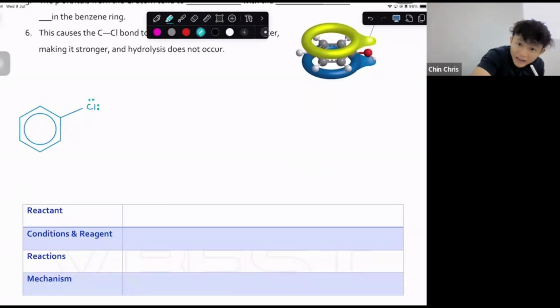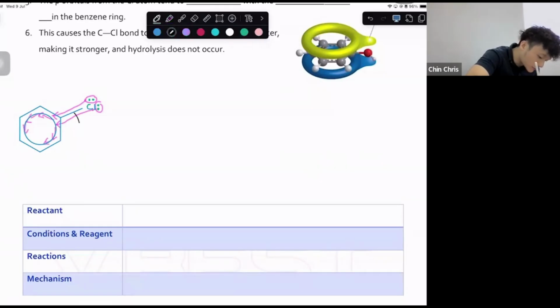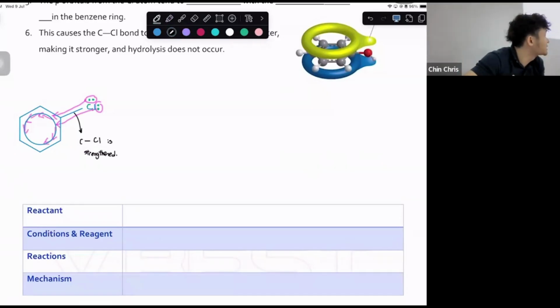So I just want you guys to highlight your lone pair. You know what they're going to do? They will go into the ring. So when they go into the ring, what's going to happen to this C-Cl bond? Will it strengthen or weaken? Strengthen. Yes, correct. So now your C-Cl bond is strengthened, which is why there is no way for you to break this C-Cl bond.